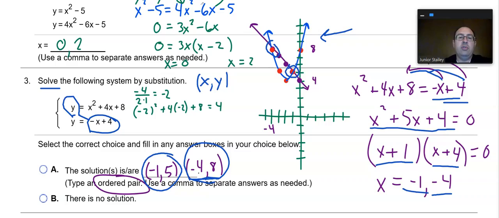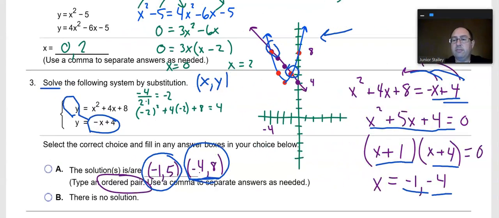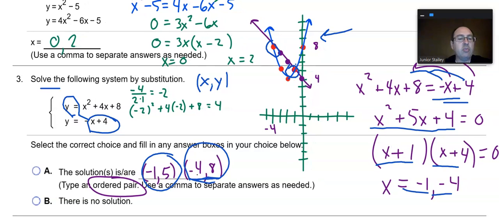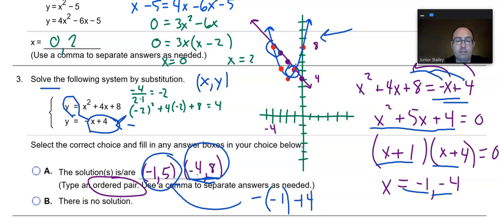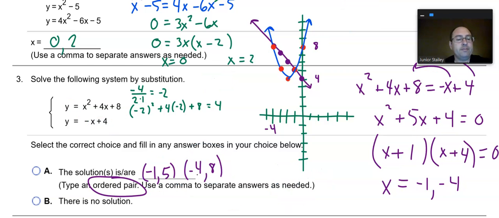Now, which equation would be easier to plug them into? I think it would definitely be easier to plug them into that second one. So, the opposite of -1 plus 4, and that's where we end up with 5, right? And the opposite of -4 plus 4, that's where we end up with 8. You could plug them into the quadratic if you want to, but I think that would take way too much of your time.